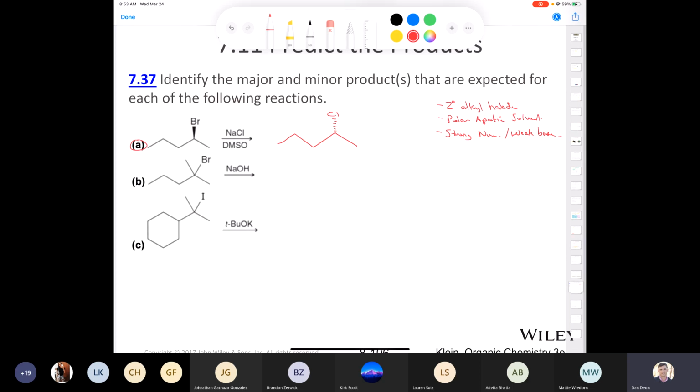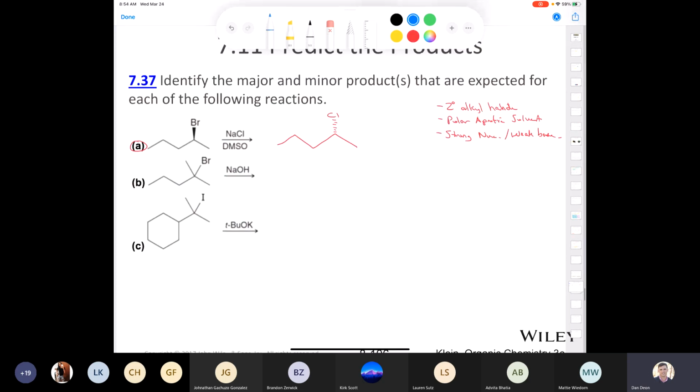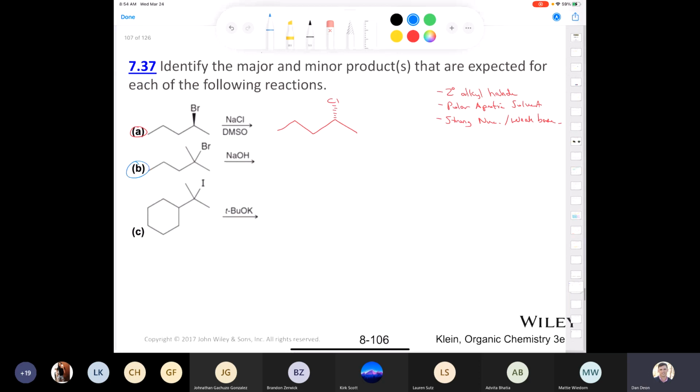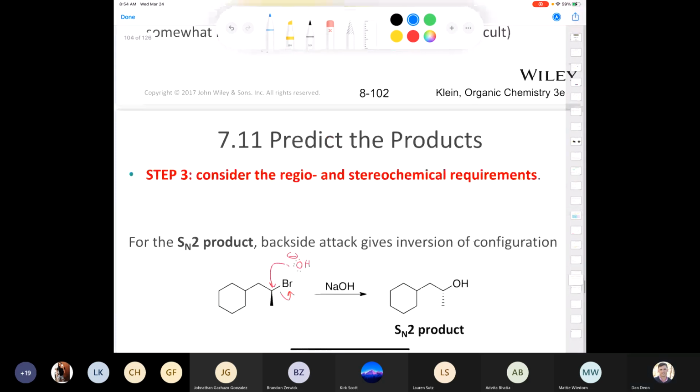Let's take a look at the next one. We've got a tertiary alkyl halide. So let's write that down. This is B. In B, we've got a tertiary alkyl halide. All right, what else do we have? We have a strong base, strong nucleophile.